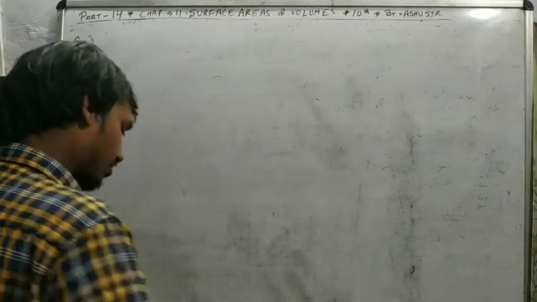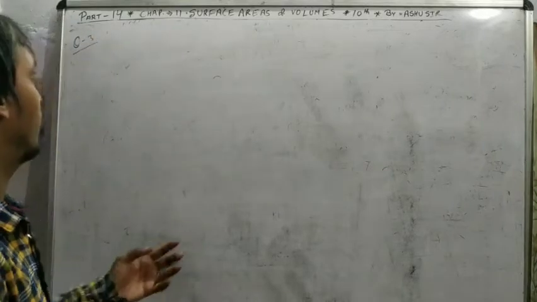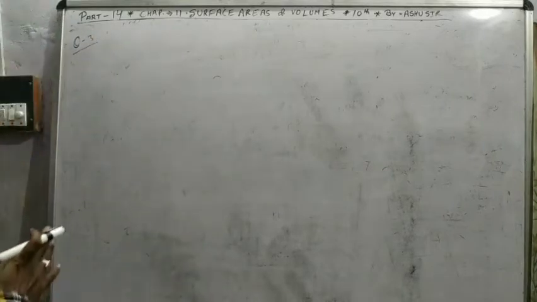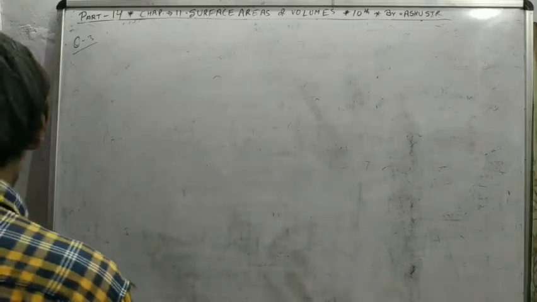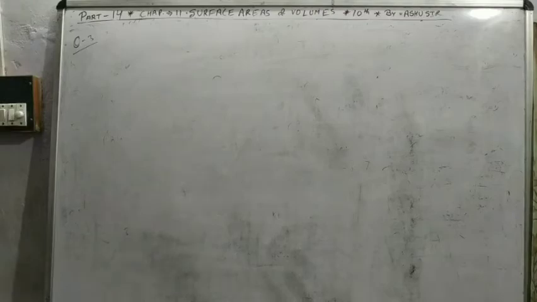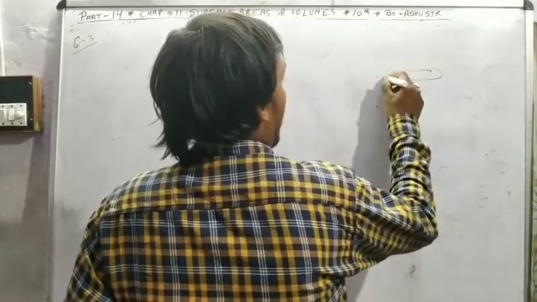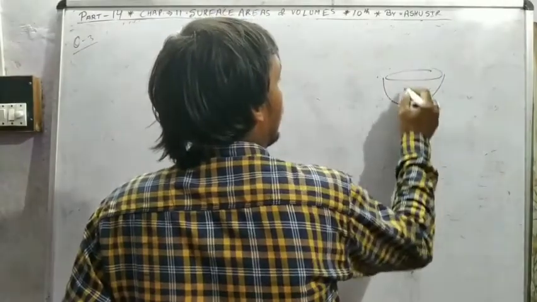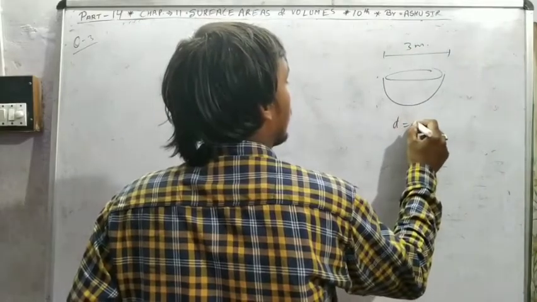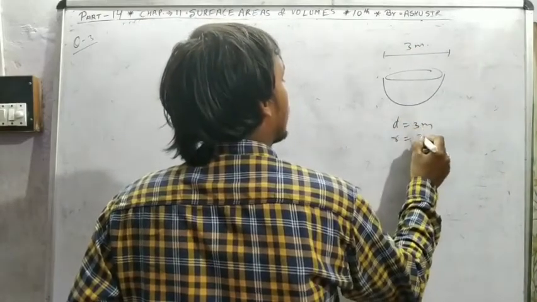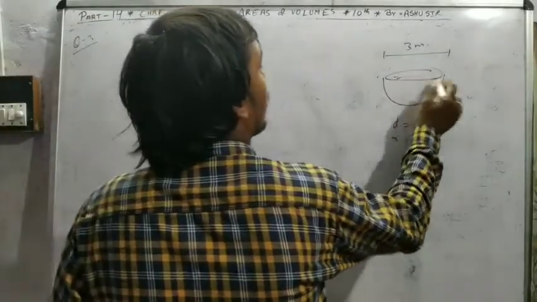Hello students, welcome to the next video of class 10 surface areas and volumes, video number 14. This is a problem class. The question: a hemispherical tank of diameter 3 meter is full of water. Hemispherical tank, diameter 3 meter, so radius 3 by 2 meter, completely filled with water.